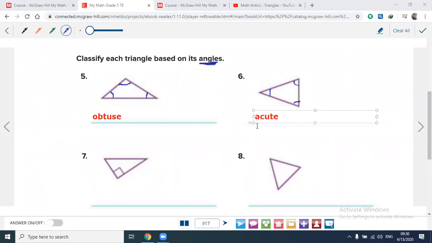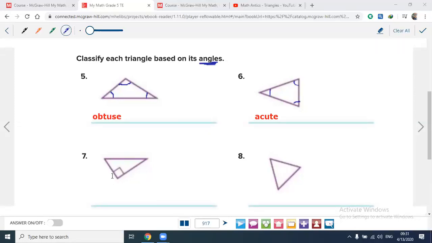Teacher, the next one is right. Yes, number 6. You're right, I told you number 5 is not right, but number 6 is right. Okay, who can answer number 7? I think it's easy. Acute. I mean number 7, teacher. What is the answer? It's right. Yes, it's right.